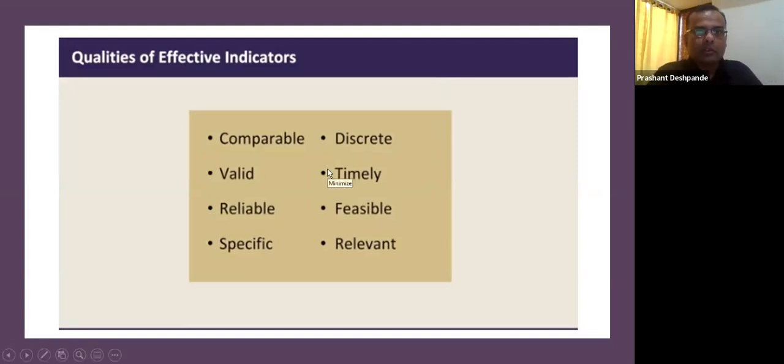Okay, thank you, Shweta. So it should be valid. Valid means whatever outputs or outcomes we are measuring, that indicator should measure the outputs or outcomes which are intended to measure. The example given in the module in that video is if we want to measure the prevalence of anemia in a community, suppose in a village or maybe in a city, how many of the population are anemic.